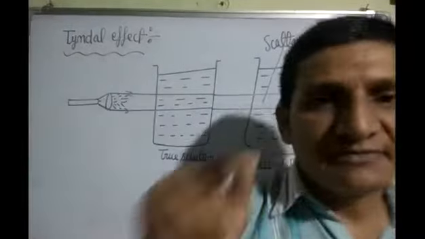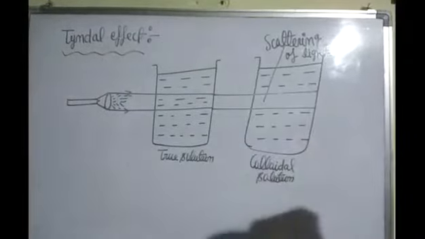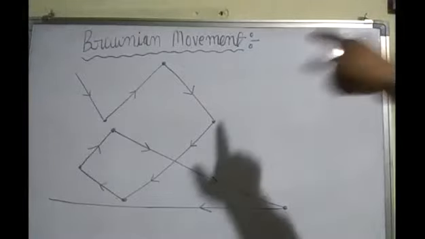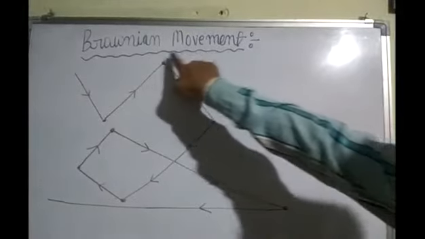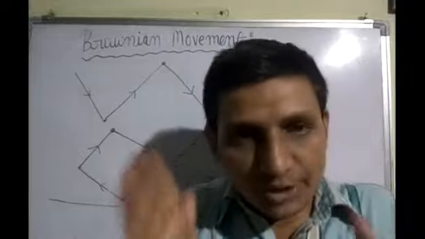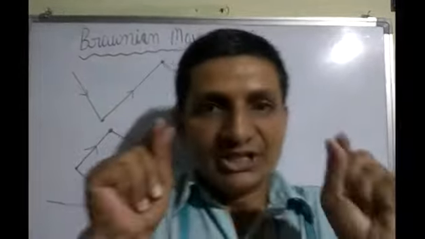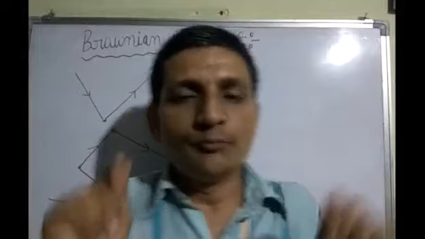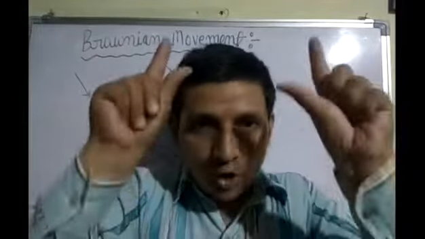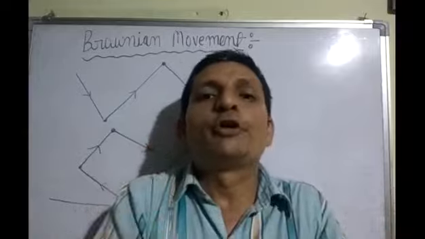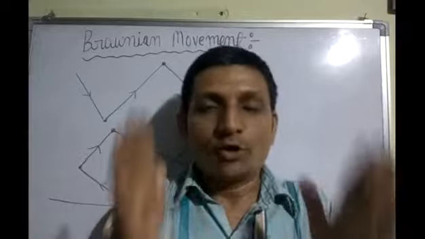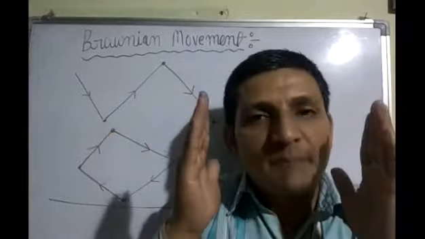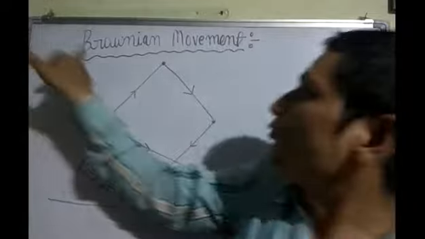Okay, students. After this, the next topic is Brownian movement. What is Brownian movement? The continuous zigzag motion of colloidal particles is called Brownian movement.